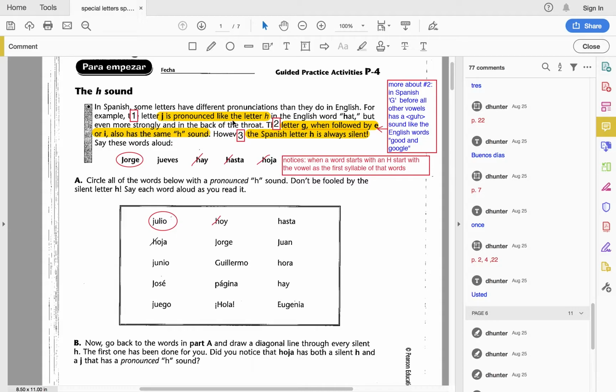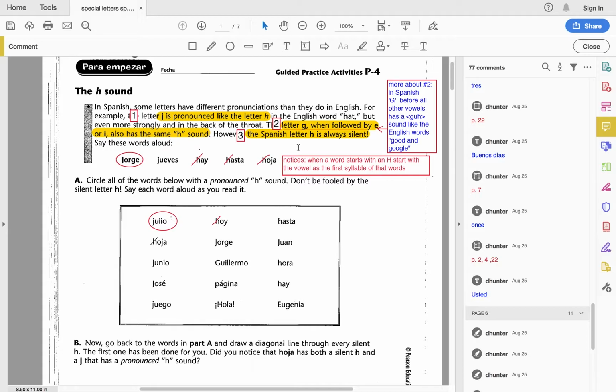So when you see a J, it's going to sound like the word hat, but even stronger, como Julio, Jorge, Juan, right? That J is going to be a very strong H sound. Number 2, letter G, when followed by an E or an I, has that same H sound. So it's key to realize that G can have that G sound, like the word gente, all right?